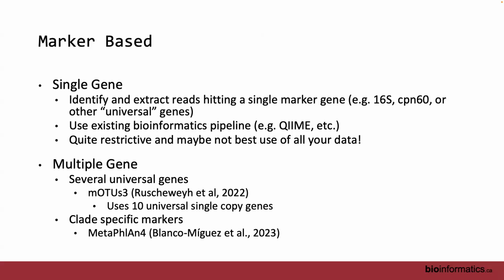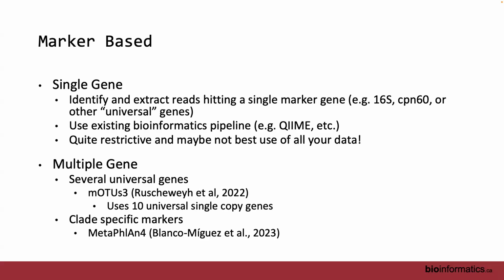So if we just focus on marker-based for a second, what would those markers look like? Well, you could do this using anything that you like. You could pick a universal gene, the same as we would do with amplicon sequencing. You could extract 16S sequences or CPN60 or any other universal gene, and then basically do that workflow and identify taxa in that fashion. We don't often do that because you do all this nice metagenomic sequencing and then you just pull out one gene. It doesn't seem very satisfying, and you may not get to the taxonomic resolution of another approach.